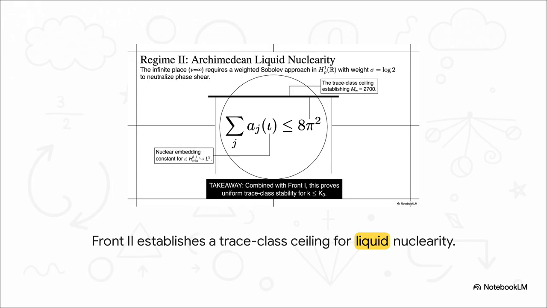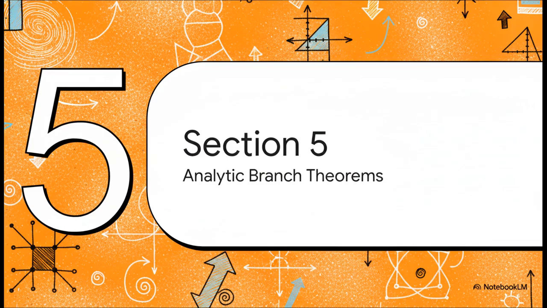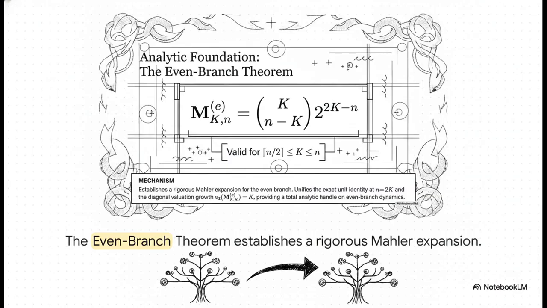When combined with the solid dynamics we just looked at, we now have established uniform trace-class stability for all trajectories less than k0. Next up, arguably the densest part of the proof, Section 5, Analytic Branch Matrix Theorems. To truly secure that stability, we must completely replace stochastic observation with bounded, closed-form combinatorics.